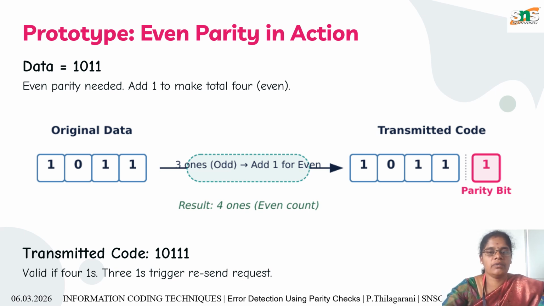In the prototype, even parity in action. Here the data is 1011. Even parity needs us to add 1 to make the total 4. The original data is 1011, which has 3 ones, so add 1 for even. The transmitted data is 1011 plus the parity bit. The transmitted code is 10111. It is valid if there are 4 ones; if there are 3 ones, it triggers a resend request.